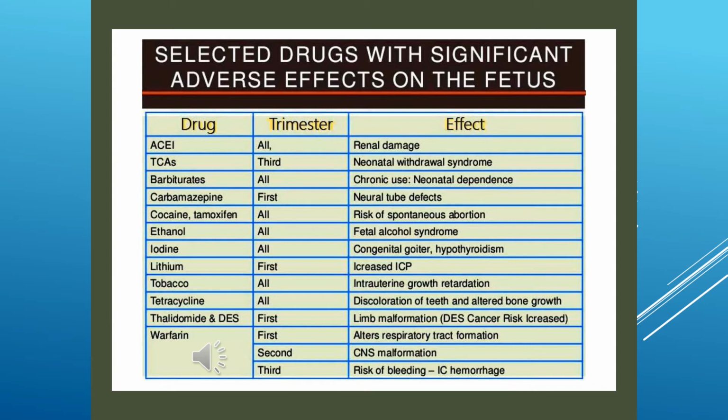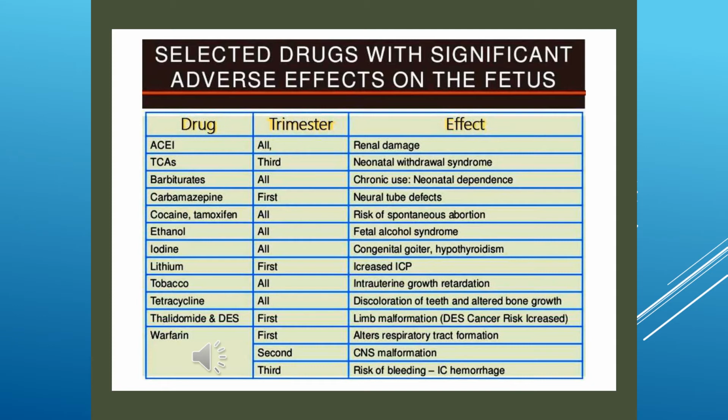Fetal alcohol syndrome comes with a number of features in the sufferer, so an elongated philtrum, widened eyes, lowered ears, reduced mental status, and a number of other things as well. Iodine can cause congenital goiter or hypothyroidism. Lithium can cause increased intracranial pressures. Tobacco, we do know any mums who smoke all the way through the pregnancy are likely to experience smaller babies, so intrauterine growth retardation.